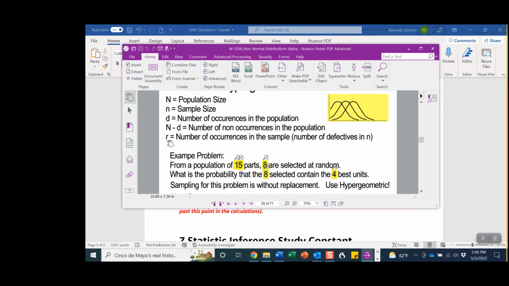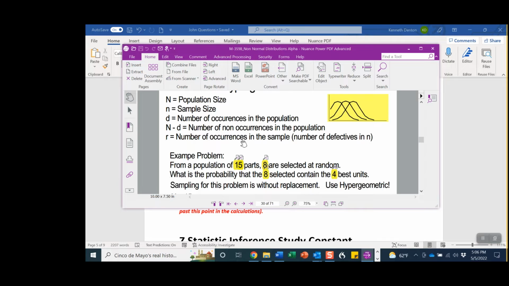R. Okay, R is the probability. That's the probability we're trying to calculate. What are we trying to calculate? The probability that the 8 selected contain the 4 best parts. So we're trying to determine the probability of getting 4, correct? Right. And that's R. I'm trying to calculate the probability of getting 4. Whatever you're calculating the probability to get, I'm trying to calculate the probability of getting the 4 best units. Then R is 4.